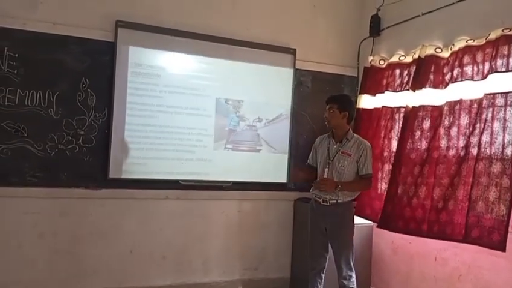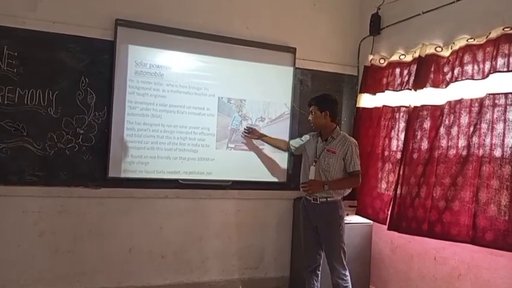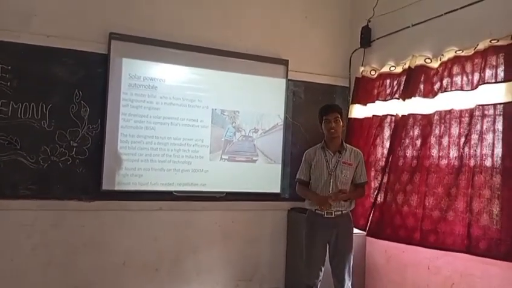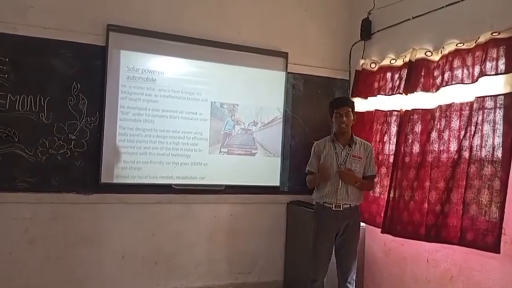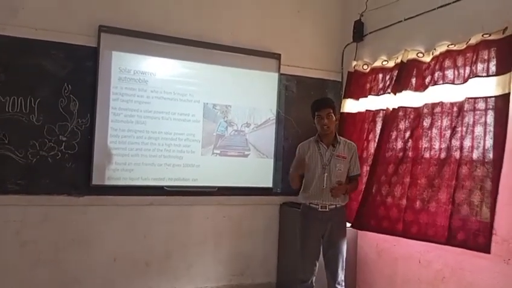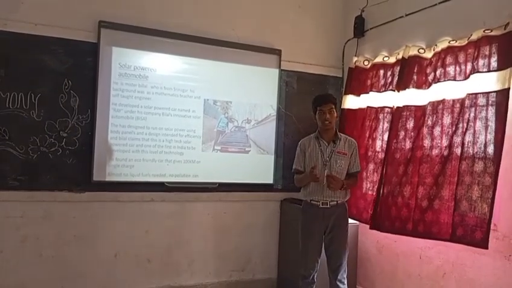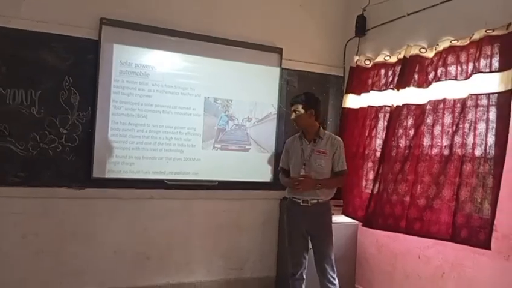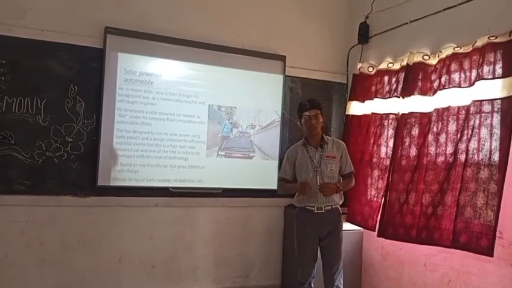Next, about the solar powered automobile. He is Mr. Bilal, who is from Srinagar, Kashmir. He is a mathematician and self-taught engineer who made a car which runs on solar power under his company and named it Ray. His company name is BISA, Bilal Innovative Solar Automobile, and he has designed the solar power using body panels.